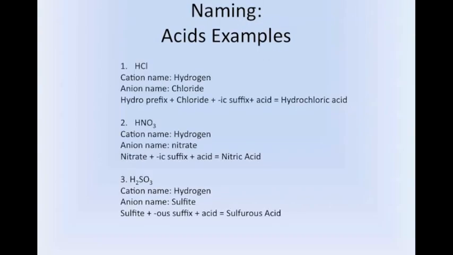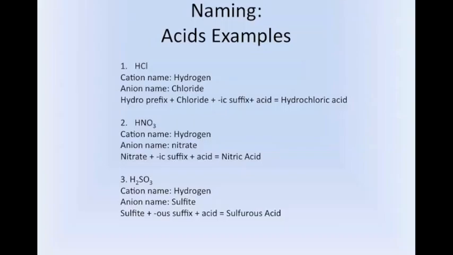Okay, so naming acid examples. We have HCl, and we obtain that hydrogen is the cation name and chloride is the anion name. Because it ends in an IDE suffix, we go with the prefix hydro plus chloride plus the ic suffix plus acid to get hydrochloric acid.